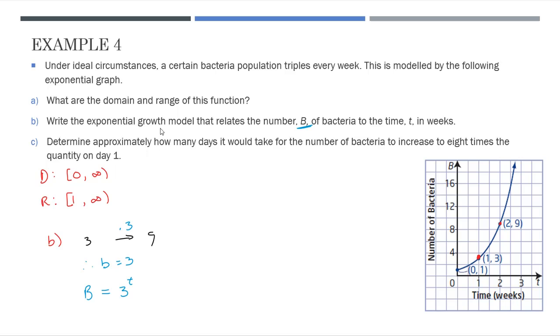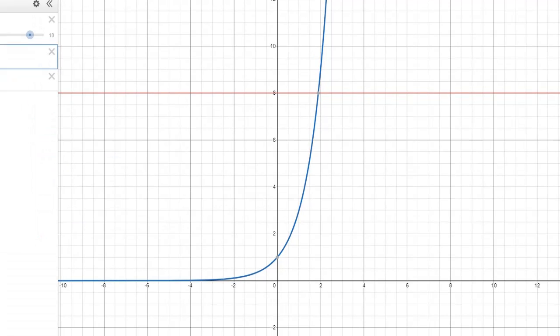And then C, determine approximately how many days it would take for the number of bacteria to increase to 8 times the quantity on day 1. Well, that means my B is equal to 8, and 3 is still my base, and we're looking for what t is. Now, we could estimate, we could use a calculator and punch values into t until we finally get really close, or make a table of values. But at this point, the easiest and most accurate is actually going to be to use a graph. And so I already have these graphed out here.